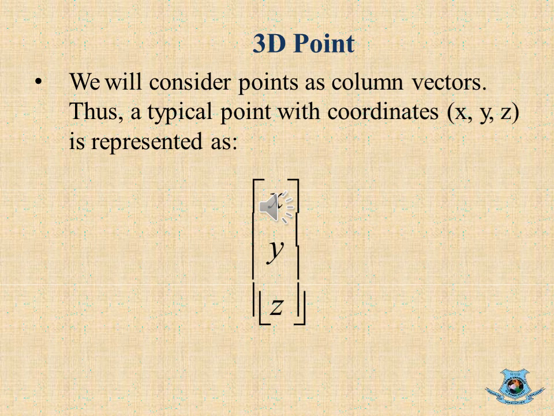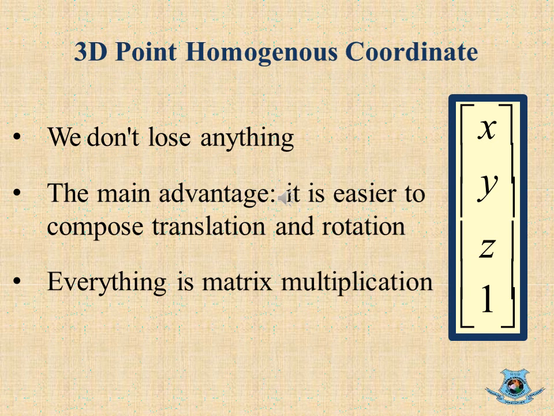The orthographic projection is divided into 2 parts, the first being multi-view orthographic projection. In multi-view orthographic projection, we can represent the 2-dimensional orthographic image of a 3-dimensional object. The multi-view orthographic projection includes 3 views. Next is 3D point homogeneous coordinate. We don't lose anything.